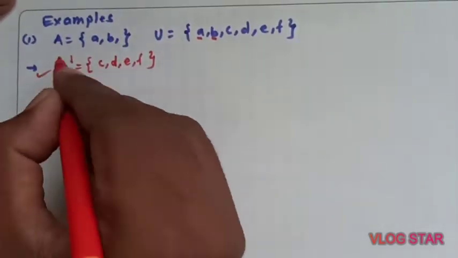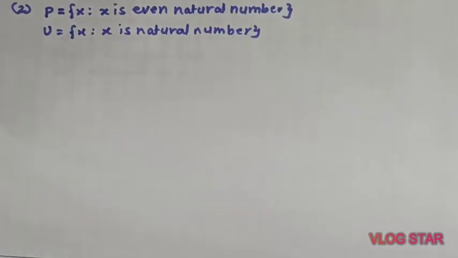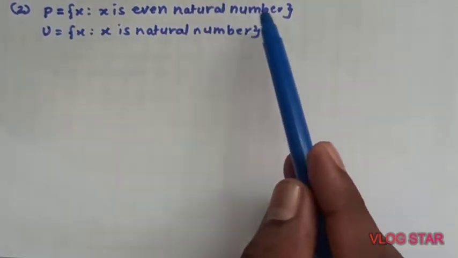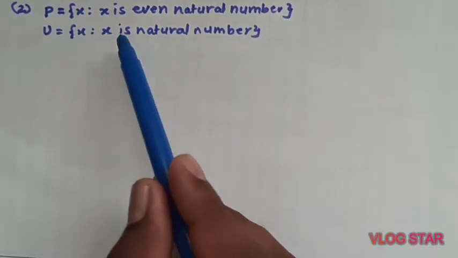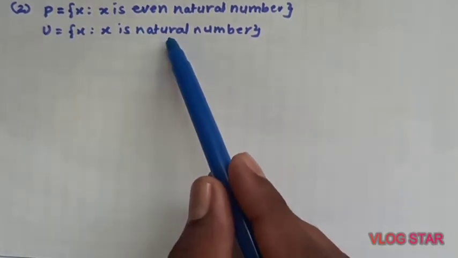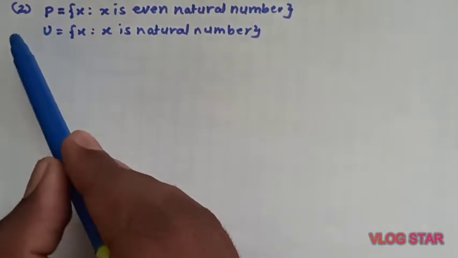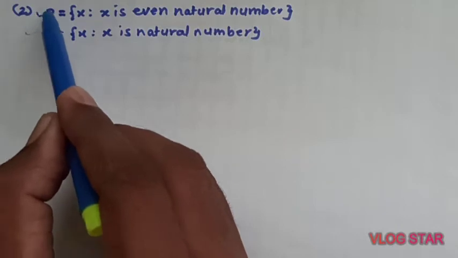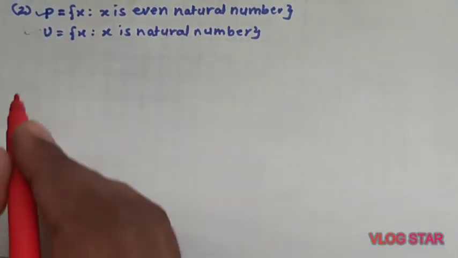So the answer is A complement. Now look at the second example where P is the set of all x such that x is an even natural number and its universal set is the set of all x such that x is a natural number, means any natural number. So the set of all natural numbers is the universal set and only even natural numbers form the given set P. Now I want the complement of set P.